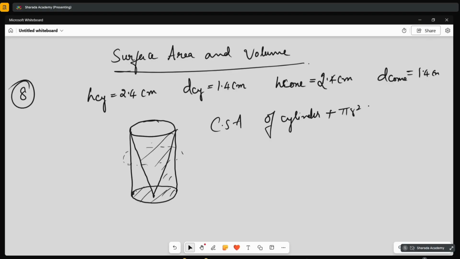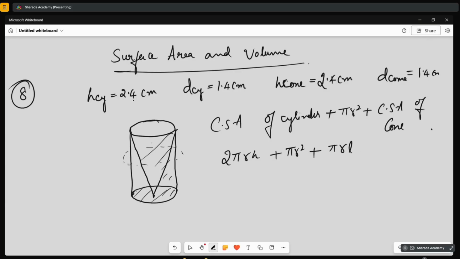Then inside the cavity also should be painted. So that is also plus CSA of the cone. CSA of a cylinder is what? 2 pi r into h. Plus pi r square. Plus what is CSA of the cone? Pi r l.